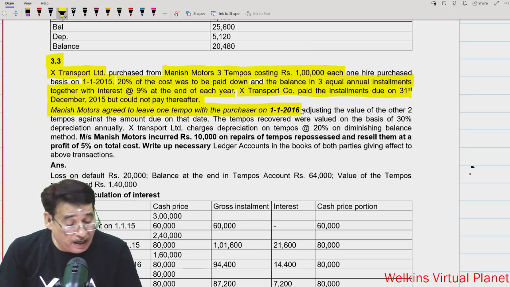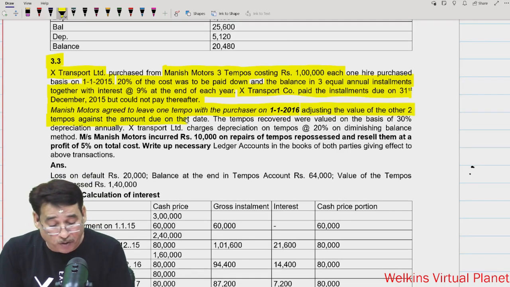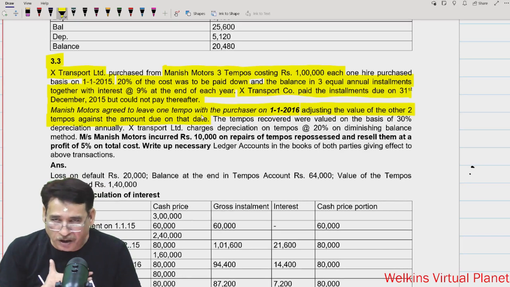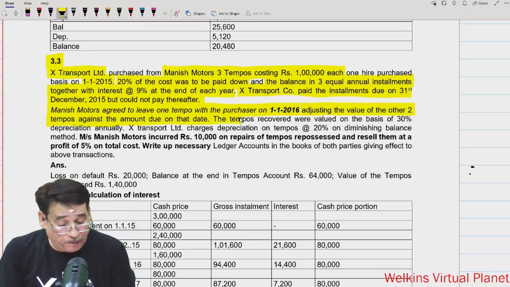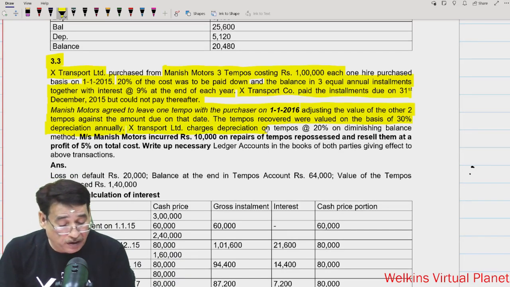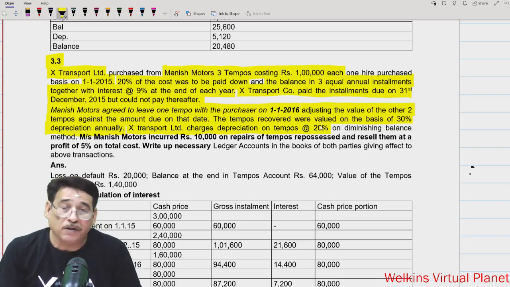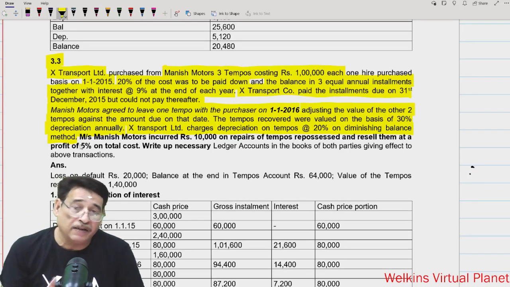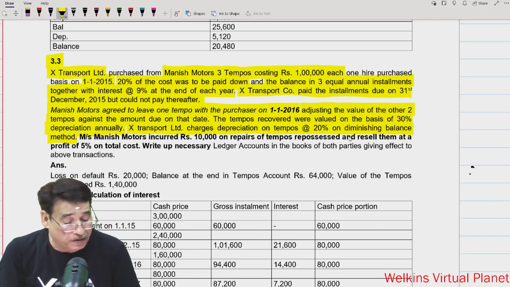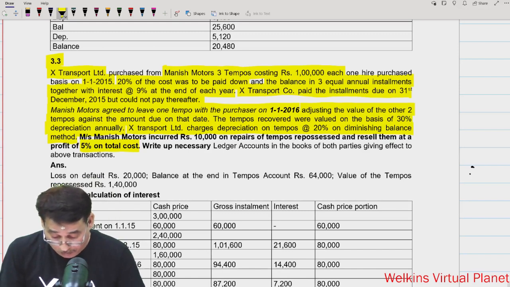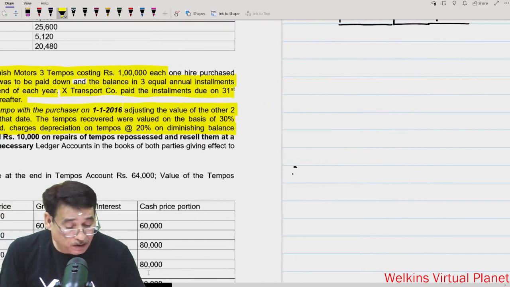Now, question further says that adjusting the value of the other two tempos against the amount due on that date. So, Manish Motors agreed to leave one tempo with us. Three tempos we had purchased. One tempo we are retaining. Two tempos have been repossessed. The tempos recovered were valued on the basis of 30% depreciation annually. Further, X Transport Company Limited charges depreciation on tempos at the rate of 20%. Correct? That is the purchaser's rate of depreciation, and the seller's rate of depreciation is 30% on diminishing balance method. And in the next line, it is written that Manish Motors Limited incurred 10,000 on repairs of tempos repossessed and resold them at a profit of 5% on cost. So in this question, we have to find how we are going to solve this. Let's have a look.